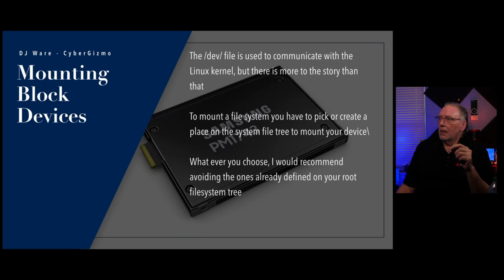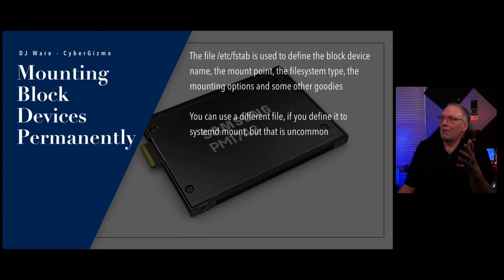To mount a file system, you have to pick or create a place on the file system tree to place it. Whatever you do, I would recommend not using ones that are already on the tree. The fstab is a file that is normally used to define the device name, the mount point, the file system, and then some mounting options. There are some other goodies in there too. At boot time, it follows the order of that file to mount the file systems. It starts at the top and works its way down. You can use a different file if you want to, but you've got to go in and define it to systemd mount.